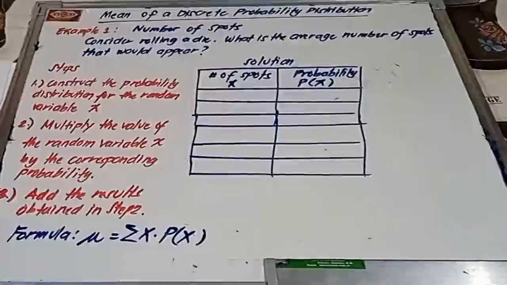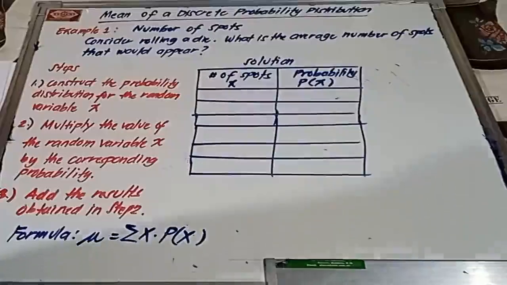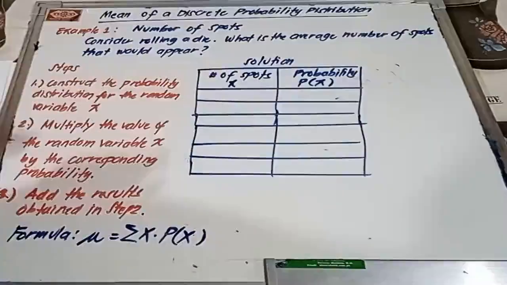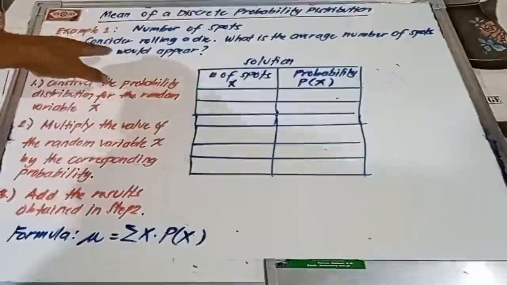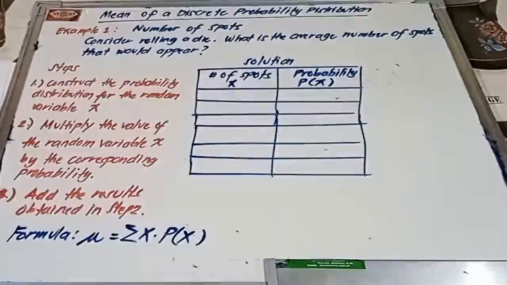Okay, good day. So this will be my first example para dun sa ating topic na mean of a discrete probability distribution. And example number 1 is about number of spots. Okay? Now, ito yung ating guide and the question about example number 1. Consider rolling a die. What is the average number of spots that would appear?